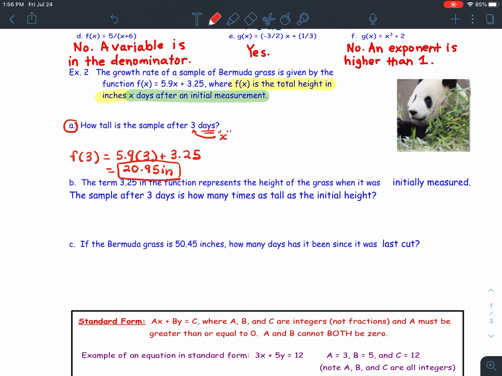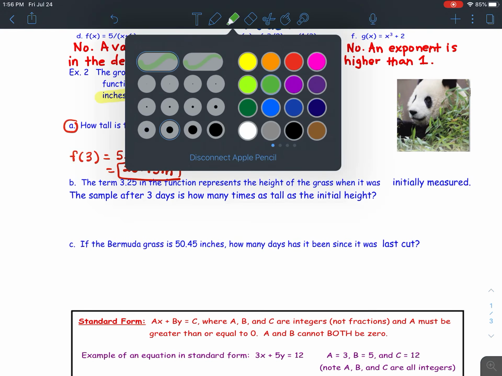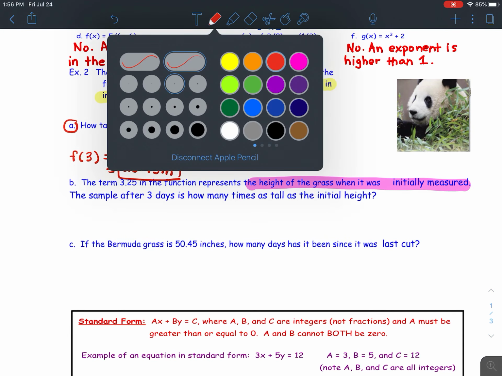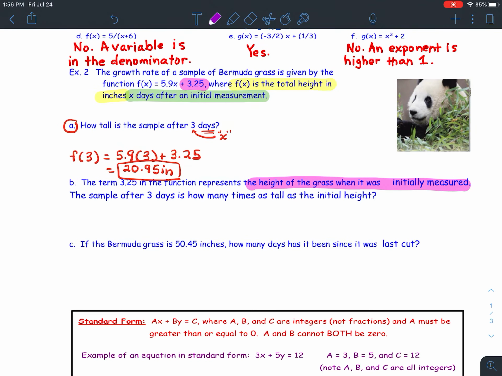Okay. Now, part B says the term 3.25, okay, that's referring to this right here, 3.25 in the equation, represents the height of the grass when it was initially measured. The sample after 3 days is how many times as tall as the initial height. Okay, just to make sure this makes sense to you, the initial measurement would happen on day 0. So if we were to plug a 0 into the equation for x, you can see that your answer is the 3.25, that the problem is saying was the initial height.